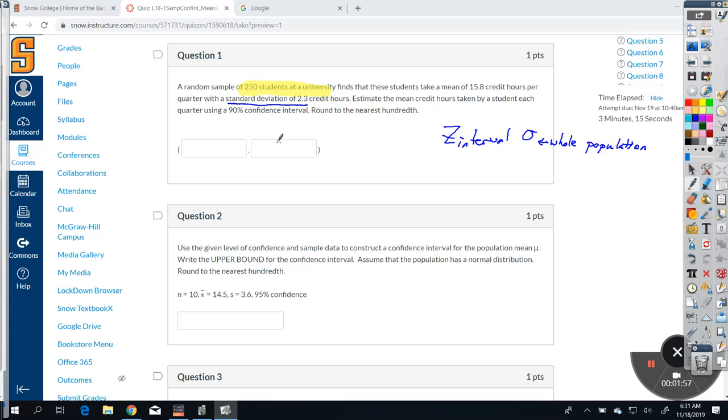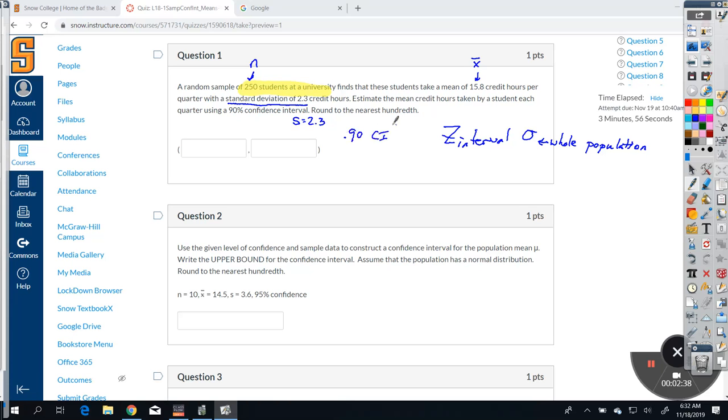So anyways, looking at this one, it says we have a random sample of 250 students. Okay, so that's our n. It finds that these students take a mean of 15.8 credit hours, so that's x bar, with the standard deviation, so that's s. So that's the difference between the s and the sigma. The sigma is the whole population, the s is just of the sample. Estimate the mean credit hours taken by a student each quarter using a 90% confidence interval. So 0.90 on our confidence interval.